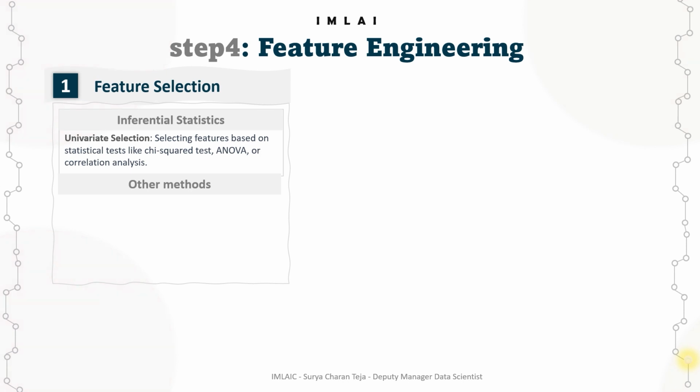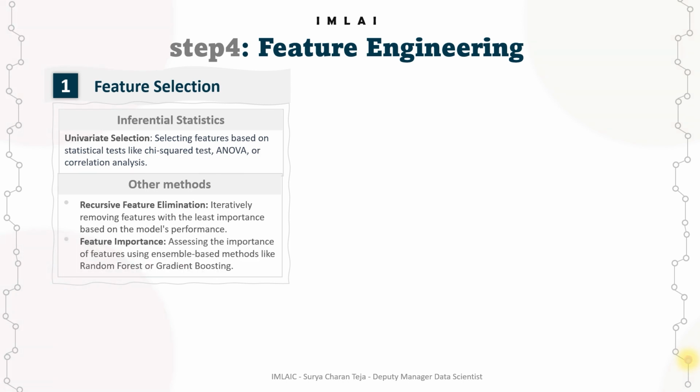Then what other methods do we have? Recursive feature elimination: iteratively removing features with the least importance based on the model's performance. That's called recursive feature elimination. Then the third one is feature importance, assessing the importance of features using ensemble based methods like random forest or gradient boosting. This is called feature importance. So these are some of the other techniques that we use to select the features.